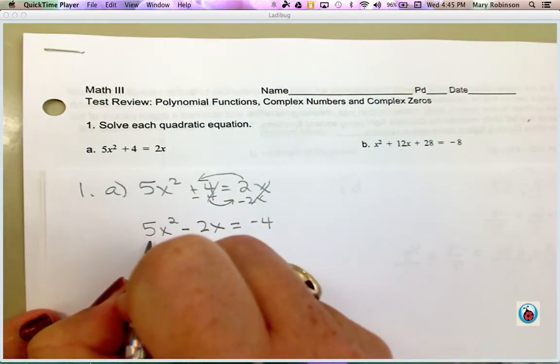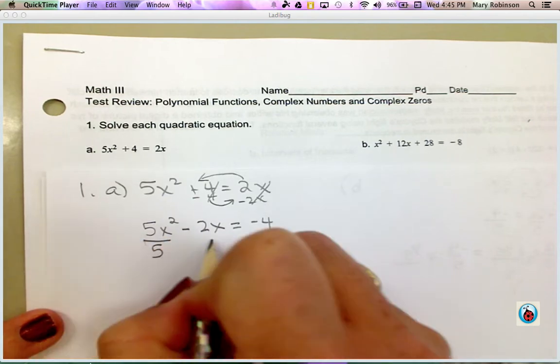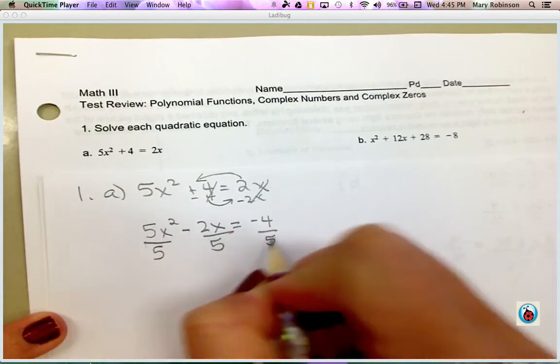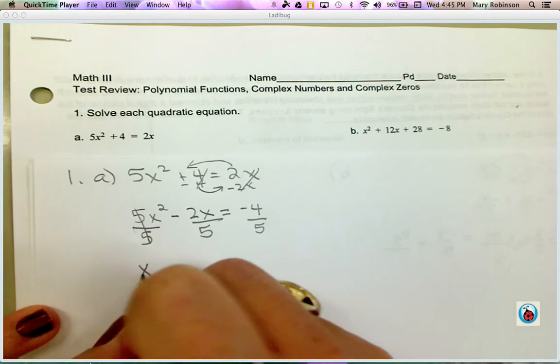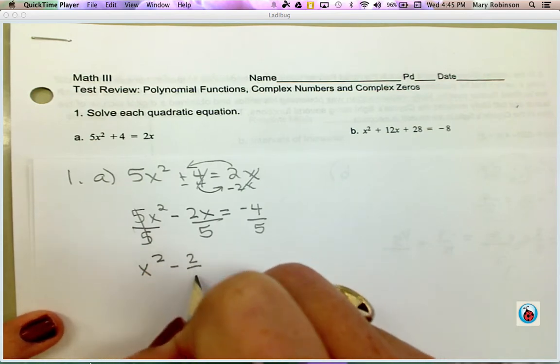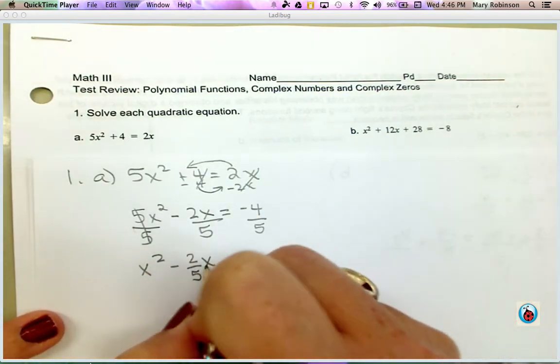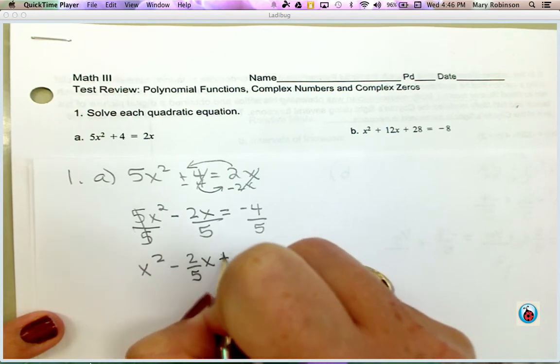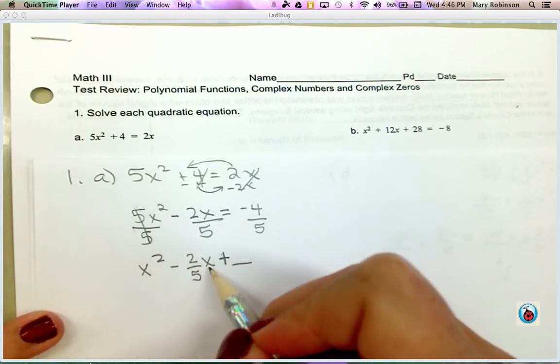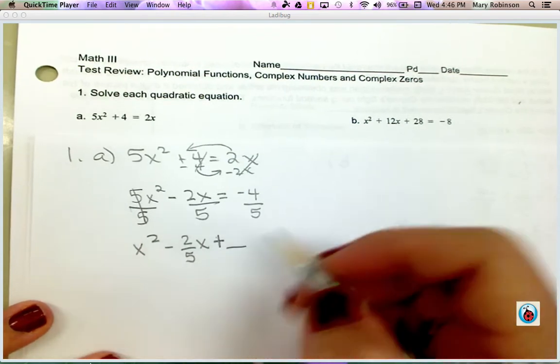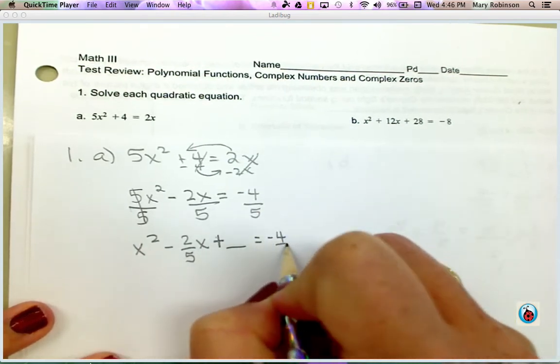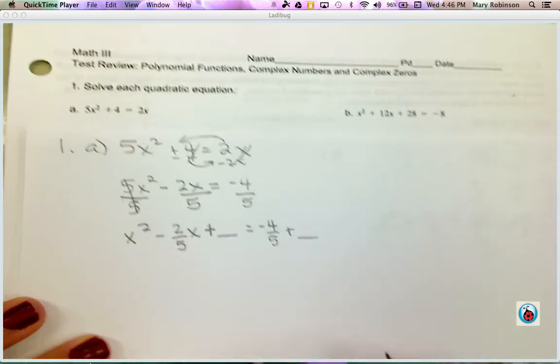Your next step is, if a is not 1, to divide every term by the leading coefficient, in this case 5. Now it goes away, so we're left with x squared minus 2/5 x. And remember, your next step is to complete the square by taking half of b and squaring it. So I'm going to go ahead and put plus blank equals negative 4/5 plus blank.